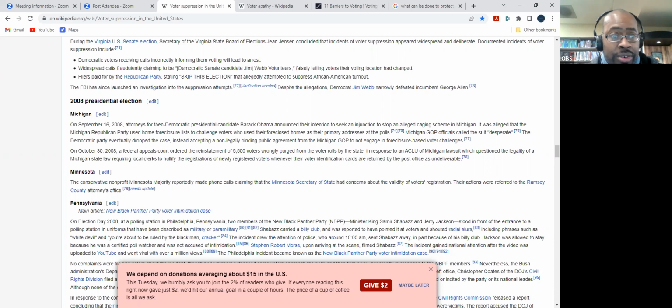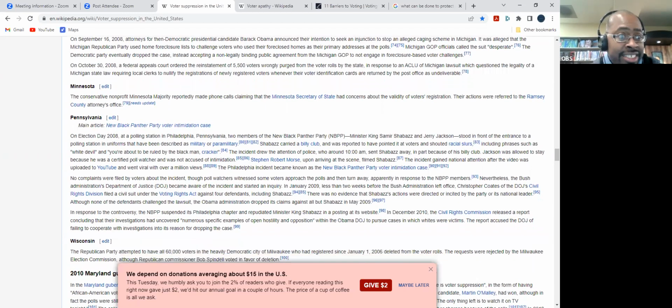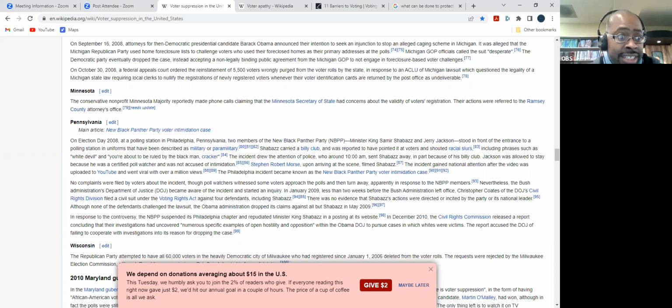A federal appeals court ordered the reinstatement of 5,500 voters wrongly purged from the voting rolls by the state. This was in response to an ACLU of Michigan lawsuit which questioned the legality of a Michigan state law requiring local clerks to notify the registration of newly registered voters whenever their voter identification cards are returned by the post office as undeliverable. Okay. Again, this is in 2008.